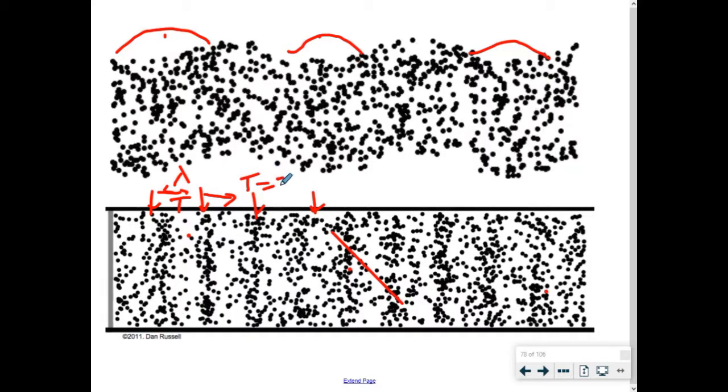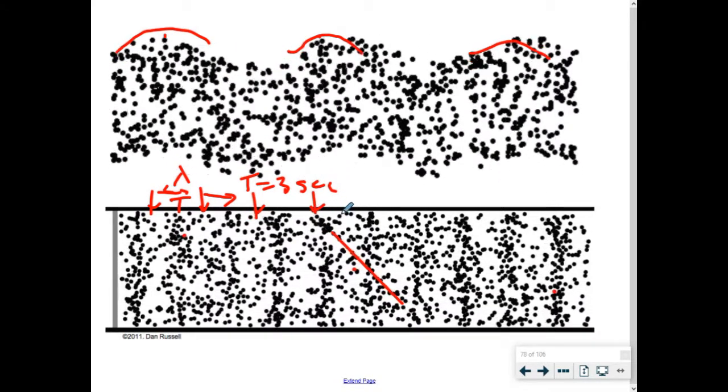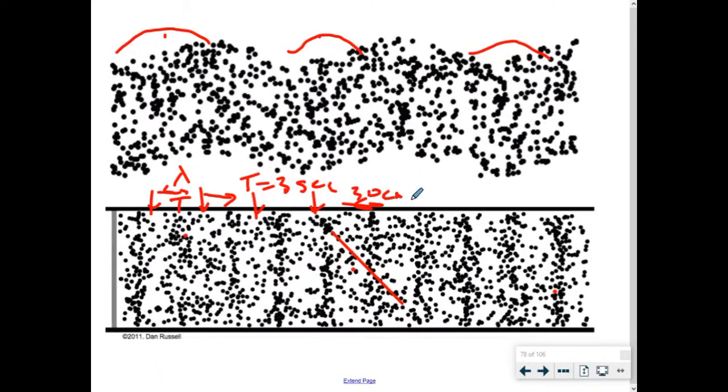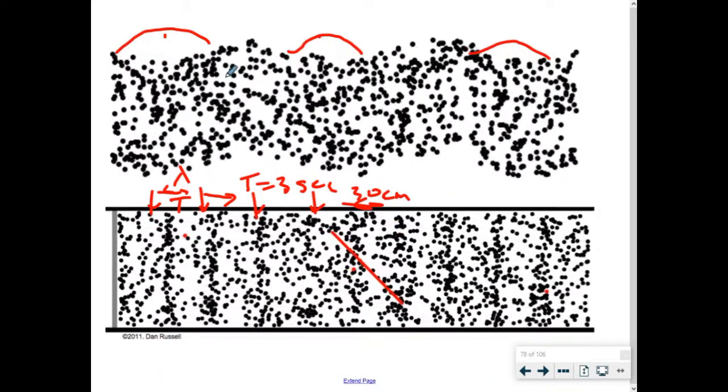I could say the period was 3 seconds. Or I could actually go out and get a meter stick and say that from here to here is like 30 centimeters. Both of those are ways you can measure things. I can do the exact same thing up here.